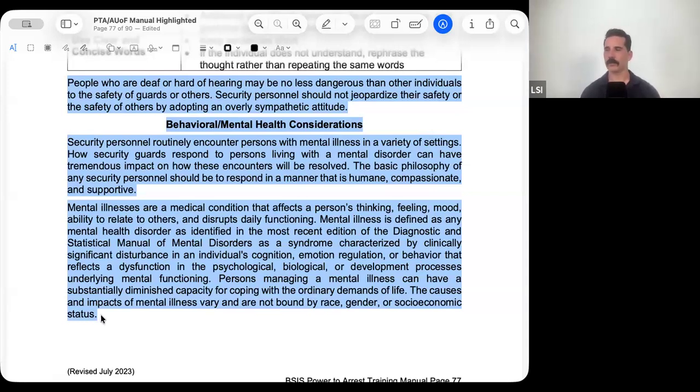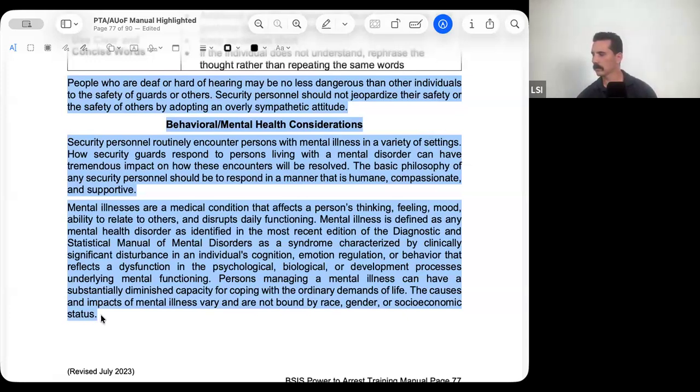People who are deaf or hard of hearing may be no less dangerous than other individuals to the safety of guards or others. Security personnel should not jeopardize their safety or the safety of others by adopting an overly sympathetic attitude. Behavioral mental health considerations.